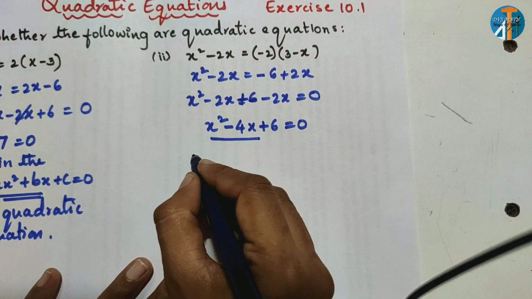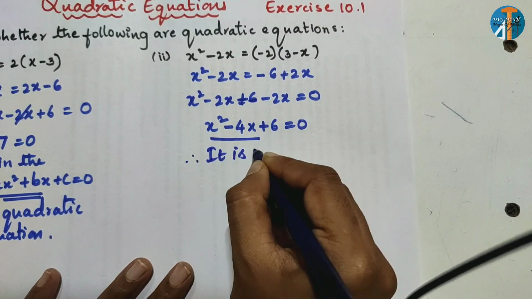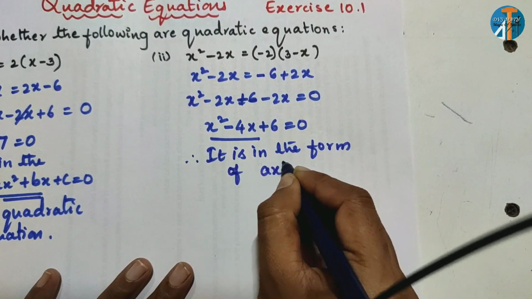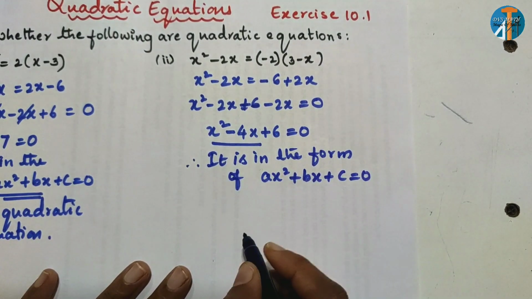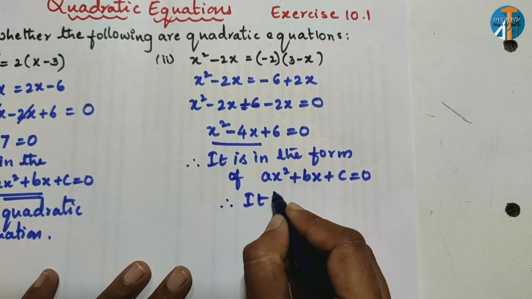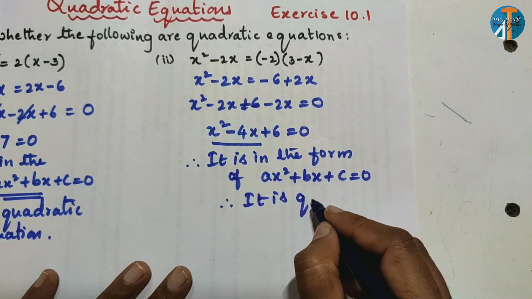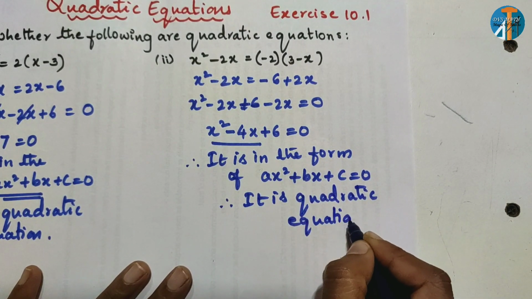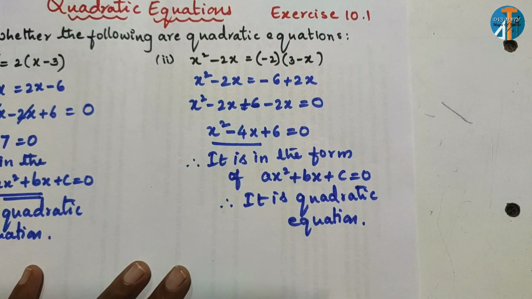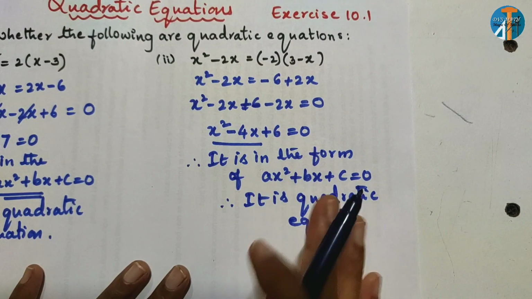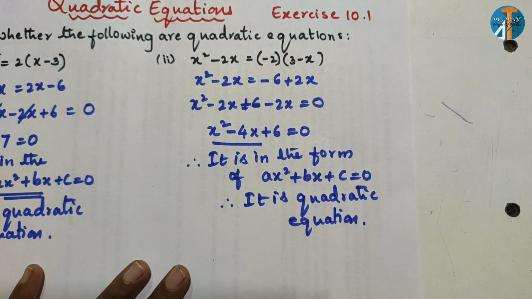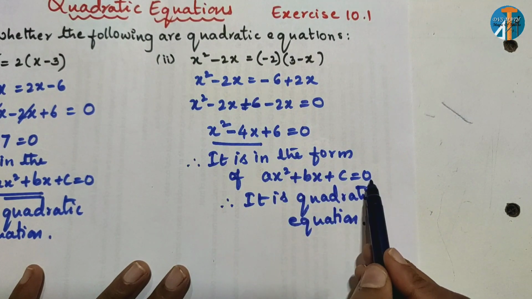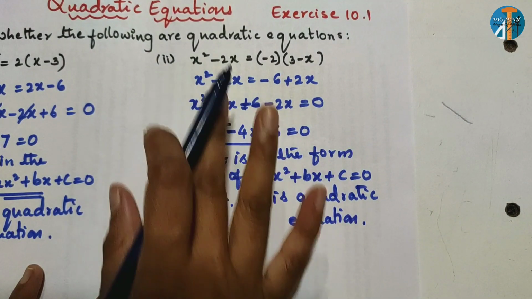Okay, so therefore what can you write? Therefore it is in the form of ax square plus bx plus c is equal to 0. So what can you write? Therefore it is a quadratic equation. Okay, this is about sub question 2. This exercise is very simple. Just simplify using identities and regular multiplication. Check the final answer. If it is in the form of ax square plus bx plus c, then it is a quadratic. Okay, so this is about sub question 2.